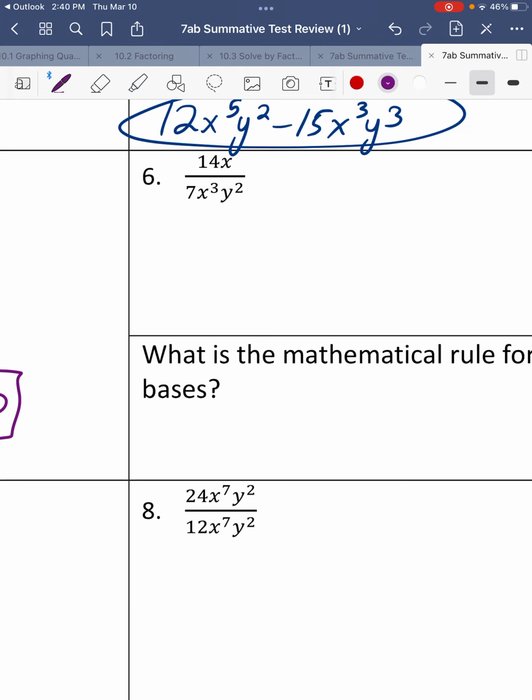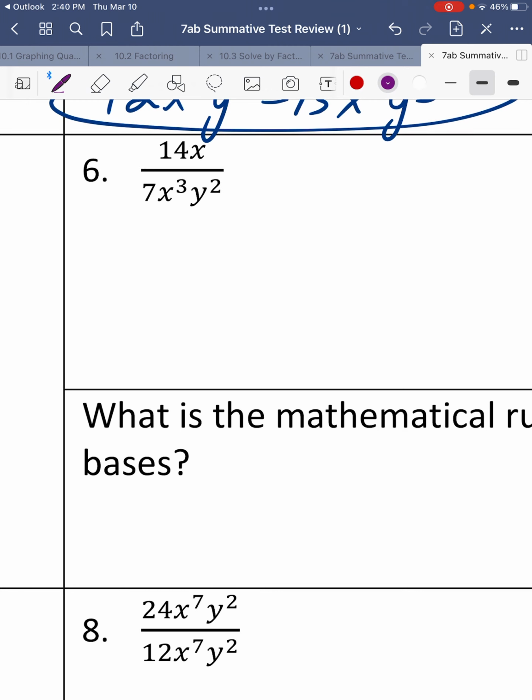All right, number 6. Now we're starting something different. Now we have division, not multiplication. So with division, you're looking at your coefficients. You're going to simplify those, just like you did back in 5th grade. You're simplifying 14 over 7. That's 14 divided by 7, which is 2, so that's what you're getting there. So I'm going to start off with 2 over 1. I'm just going to keep the 1 there for now.